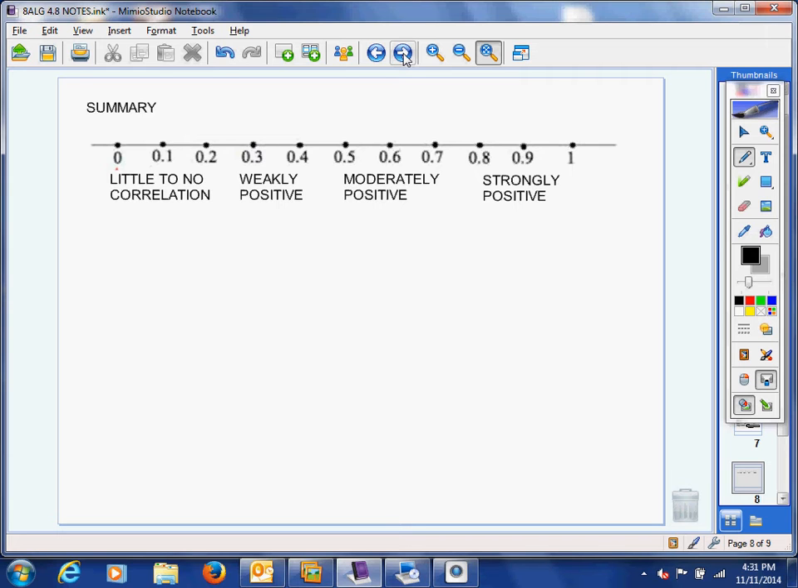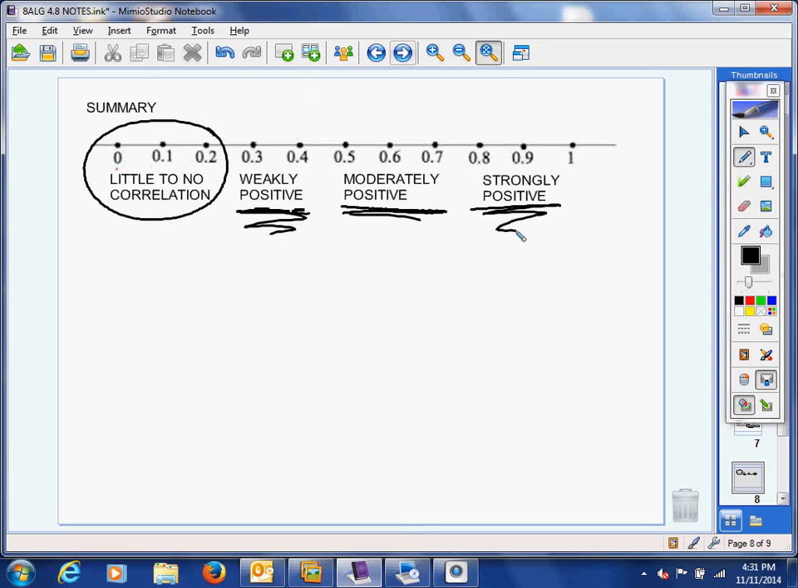So remember what I told you, numbers clustered around 0 means little to no correlation at all, okay? And then numbers that are around the 0.3 to 0.4, it's weakly positive. It's not real strong at all, okay? And then as we get to the halfway point, 0.5 to 0.7, it's moderately positive. And then we get up here to 0.8, 0.9, and as close to 1 as we get, that is strongly positive. And that's how we want to look at it.